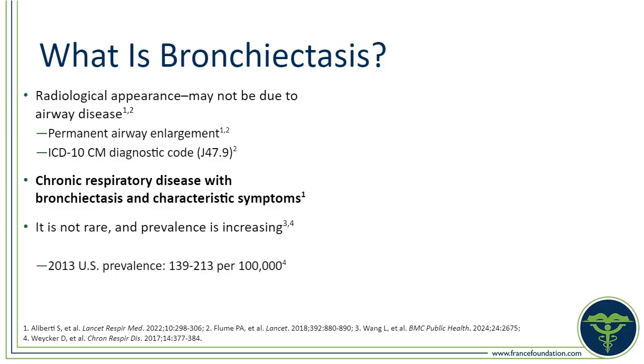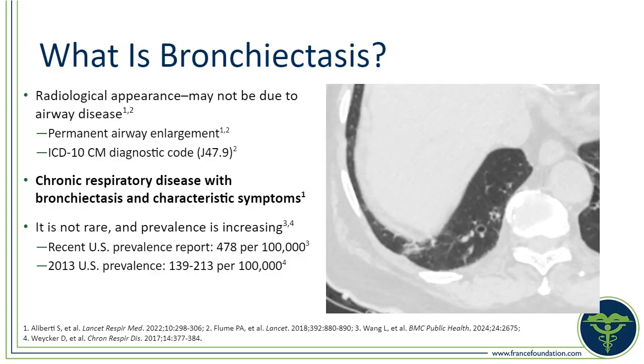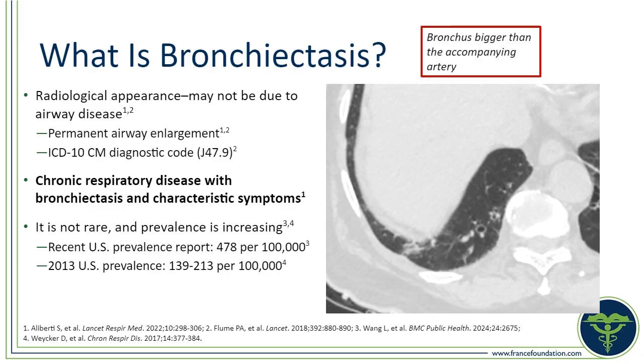Back in 2013, the U.S. prevalence was 139 to 213 cases per 100,000 individuals. And on the most recent reports, this has increased to about 478 cases per 100,000 individuals. And as you can see here on the accompanying images, the bronchus is bigger than the accompanying artery, which is the radiologic definition that will later be reviewed.